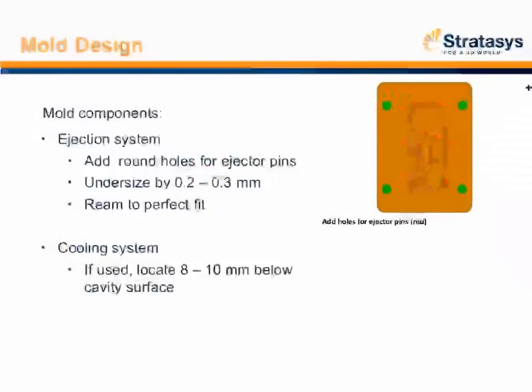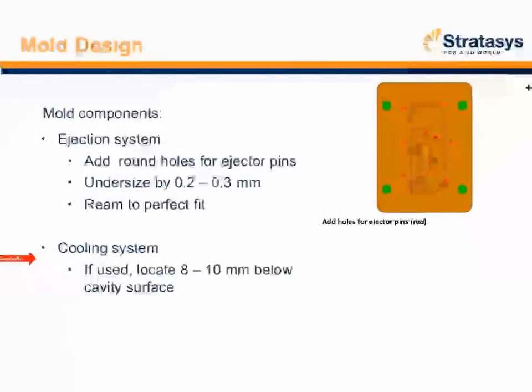Regarding the mold components, for the ejection system, we recommend undersizing the ejection holes. The ejection holes, of course, can be designed with the mold design like you do in a regular steel mold, but undersize them by 0.2 or 0.3 millimeters, and after the printing, ream them to get the perfect fit.